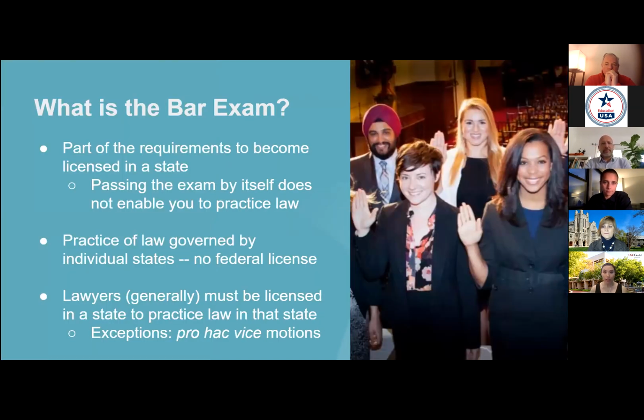So I'll just very quickly cover the bar exam. It's one part of the licensing requirements to practice law in the US. And unfortunately, in the US, the practice of law is governed by each individual jurisdiction. So there's no federal bar exam and there's no federal license. What this means is that you generally have to be licensed in the state in which you're practicing to avoid the unauthorized practice of law.